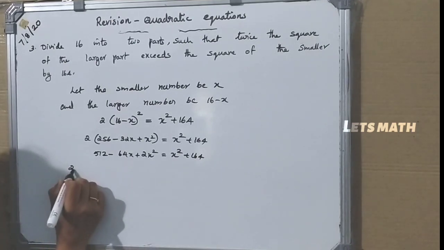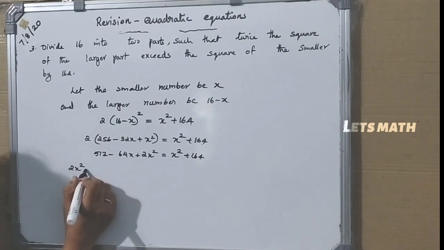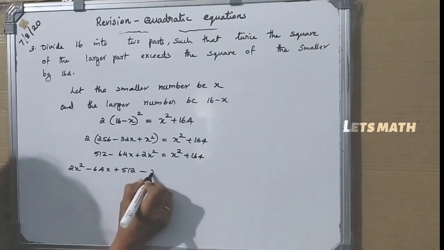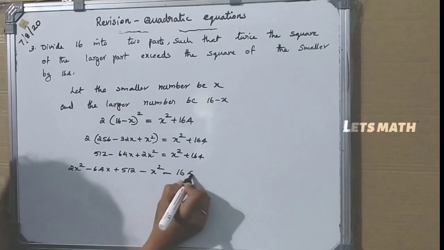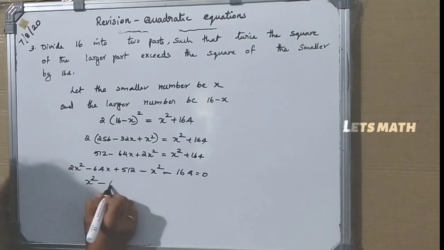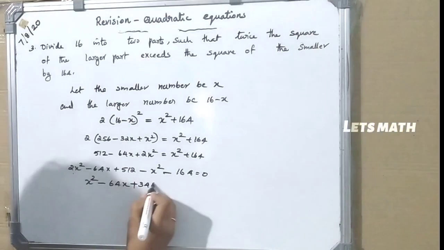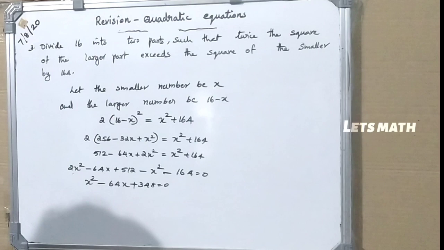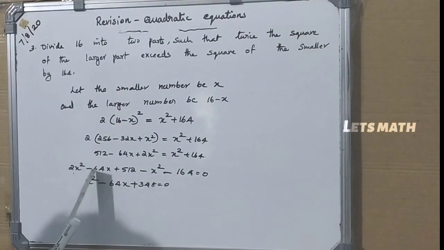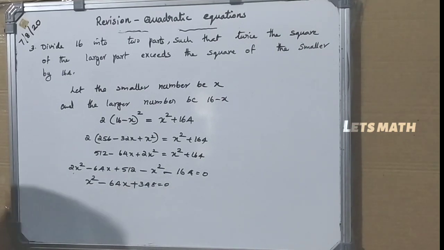After rearranging, we can see that it is 2x square minus 64x plus 512 minus x square minus 164 equal to 0. That is x square minus 64x plus, 2x square minus x square is x square, minus 64x, and 512 minus 164 is 348.